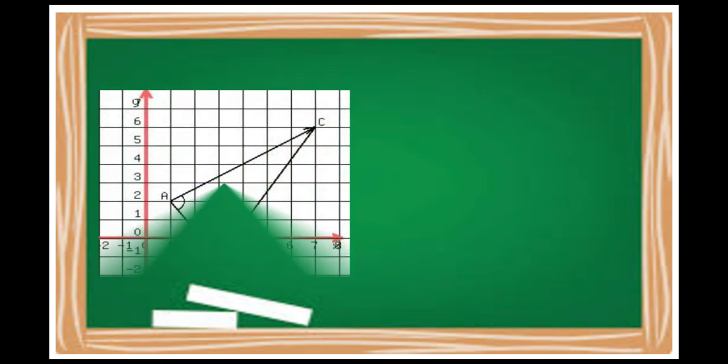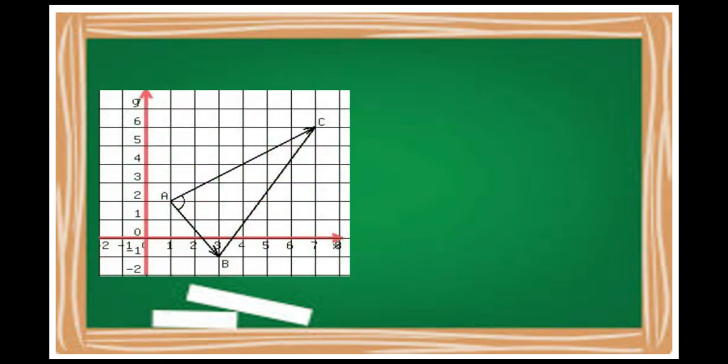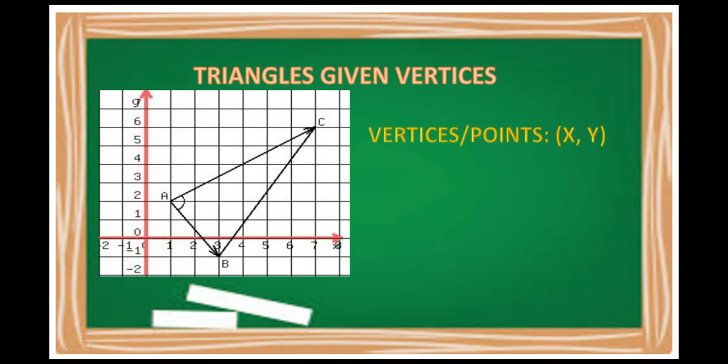And there is actually another way to name a certain triangle, and that is through vertices, or points. And as we all know, a point could be expressed as x comma y, wherein the x is from the x-axis and the y is from the y-axis, of course.